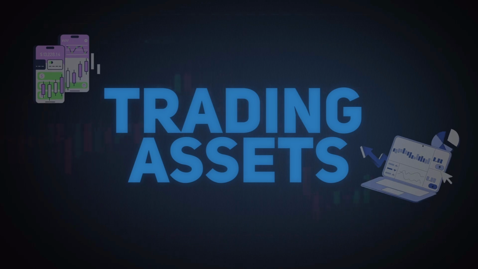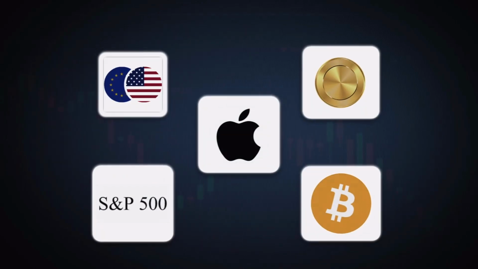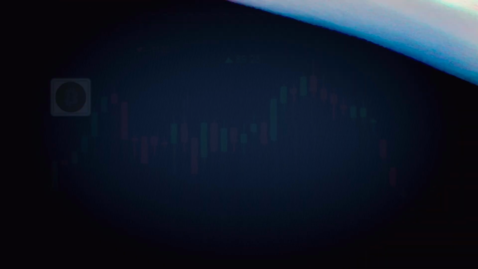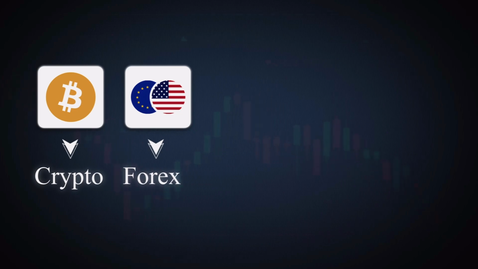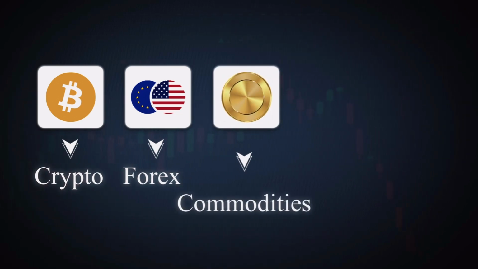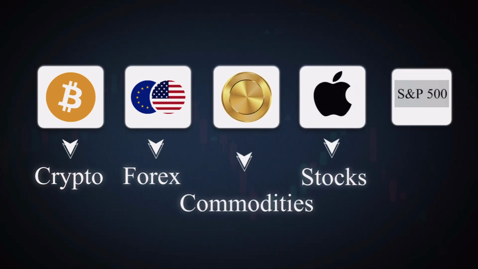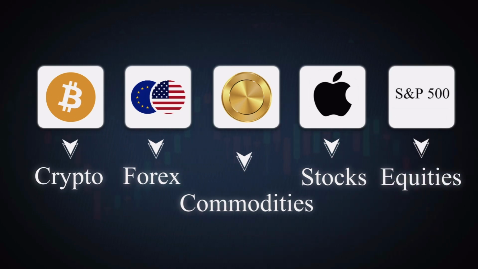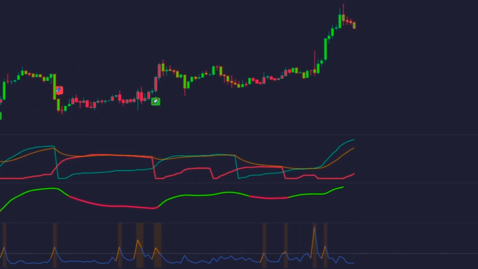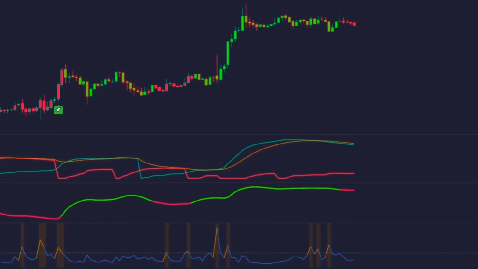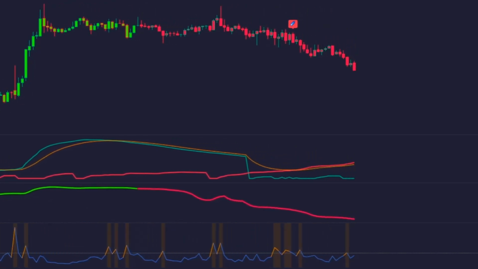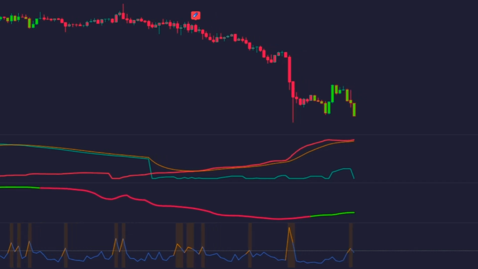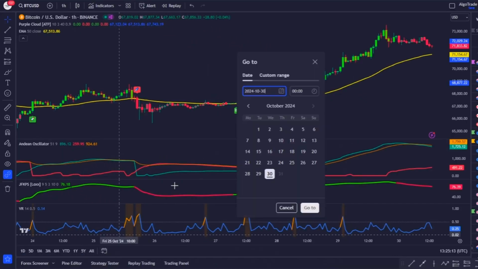Regarding the trading assets, we are going to test the strategy on 5 different ones: Bitcoin from the crypto market, Euro USD from forex, gold from commodities, Apple from stocks, and the S&P 500 index from equities. By covering such an expansive range of assets and timeframes, we'll get a solid view of the strategy's robustness and performance across several scenarios.